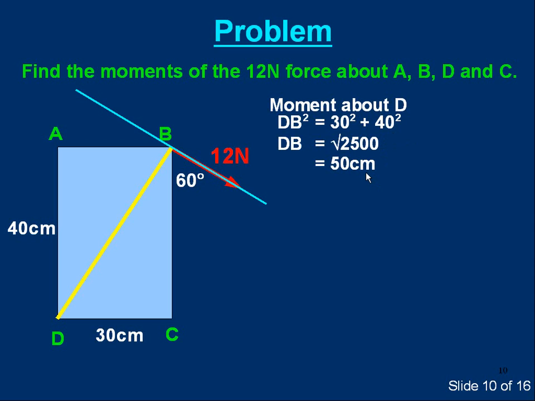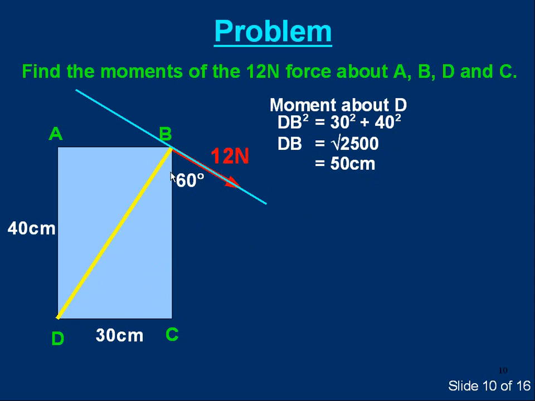And if you're sharp, you will have noticed that there's no calculation actually needed. This is a 3, 4, 5 triangle. 30, 40, therefore 50. The ratio of the sides is 3 to 4 to 5. So you could have got away with simply stating DB is 50 centimeters. So we know the length DB.